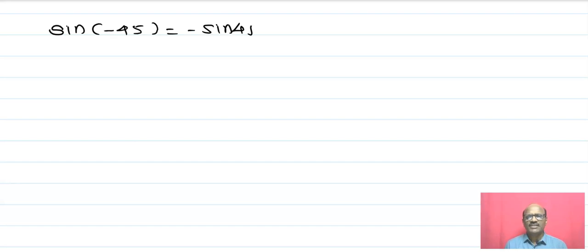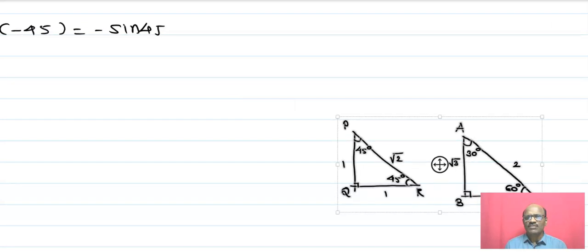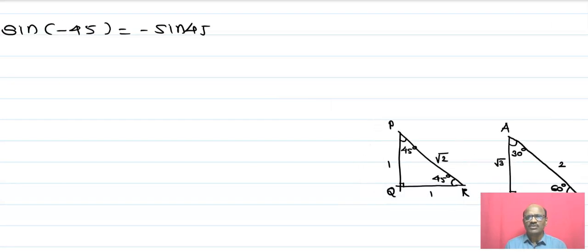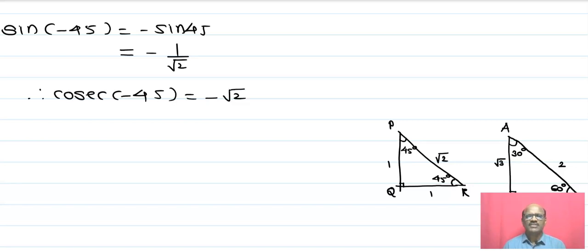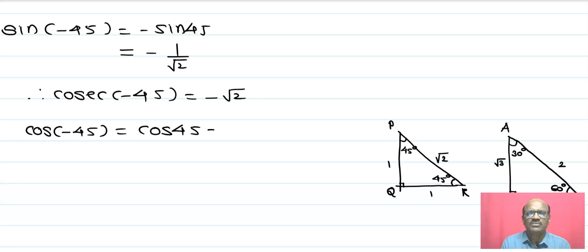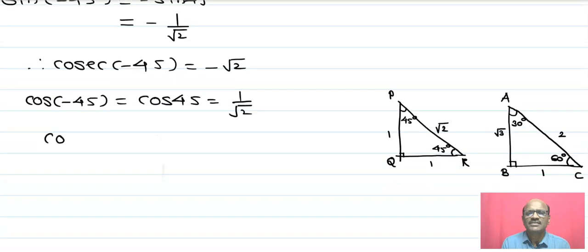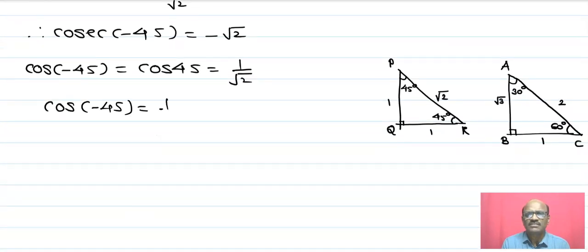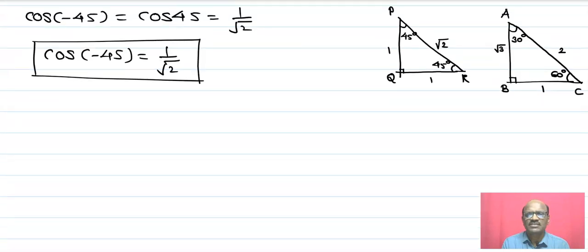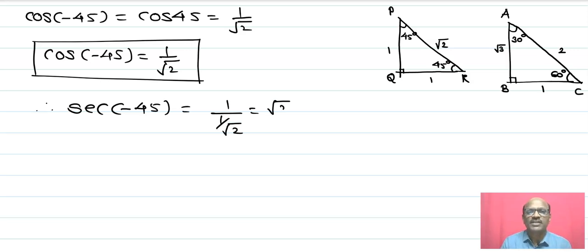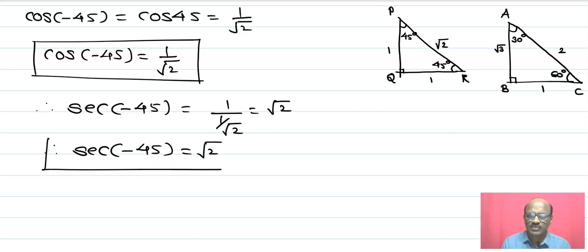Sine of minus 45, again sine reflects the negative sign, that is equal to minus sine of 45, and sine 45 is 1 upon root 2, and overall it's minus 1 upon root 2. Therefore now we will see the cosec of minus 45, that is minus root 2. Therefore the cos of minus 45 is equal to... Now next, it is again in the fourth quadrant and it is positive. Therefore the cos of minus 45 is 1 upon root 2. Now the sec of minus 45, its value is root 2. We take the reciprocal of cos of minus 45.